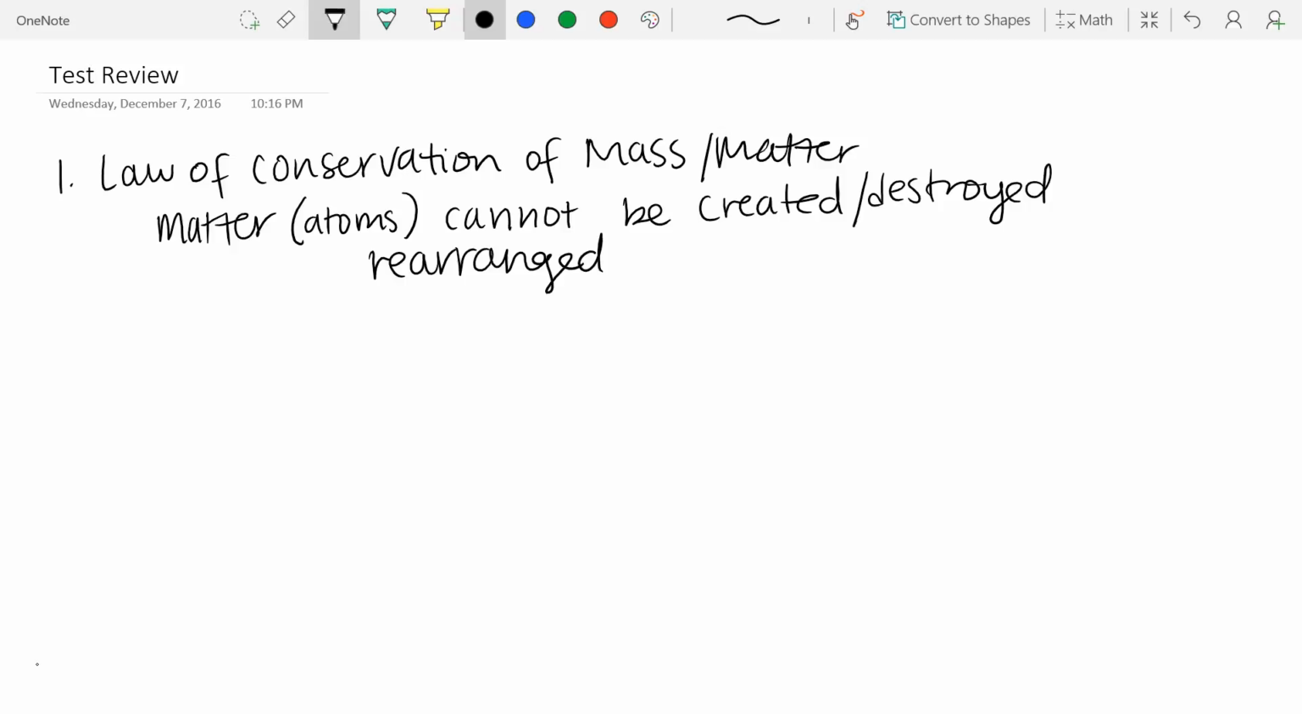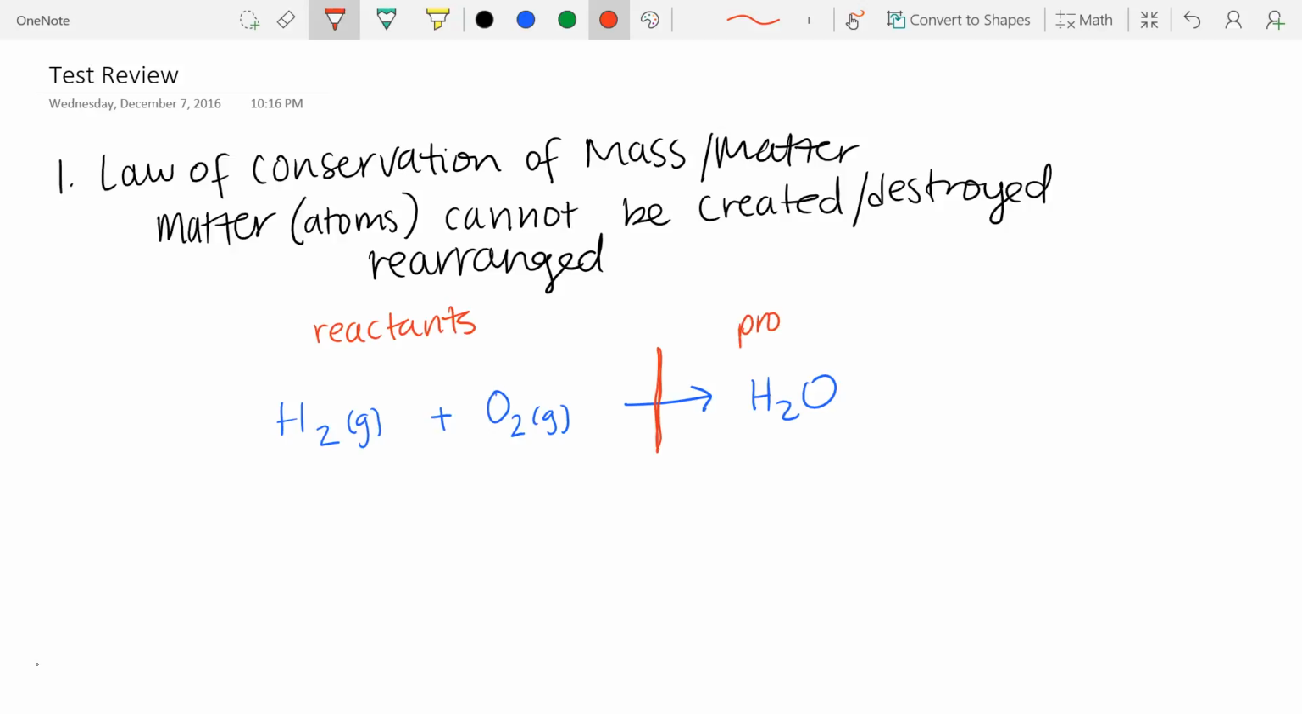Okay, if we take an example, let's take water. Well, excuse me, hydrogen gas. Remember that a G in parentheses means gas, plus oxygen gas produces water. Okay, one way that this law is applied is we know that the atoms have to be on the same side, the same number on both sides. So we know that our arrow splits our reaction, and to the left we have our reactants, and to the right we have our product.